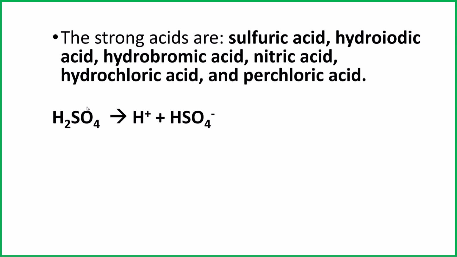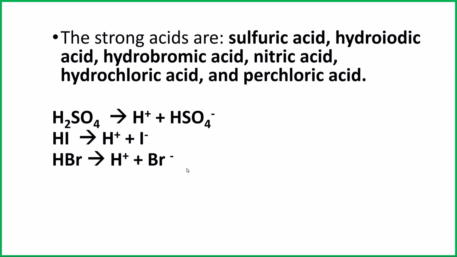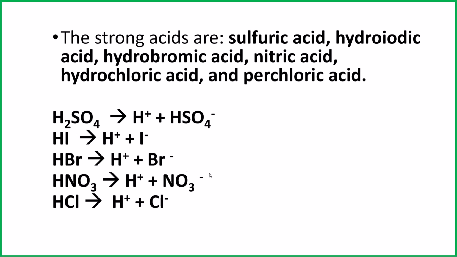So sulfuric acid dissociates so that one of these hydrogen ions is going to join with the H2O and then the other one stays with that sulfate. Hydroiodic acid dissociates completely, as does hydrobromic acid, nitric acid, and hydrochloric acid and perchloric acid. So all of these dissociate completely into separate ions, and that's what makes them strong acids.